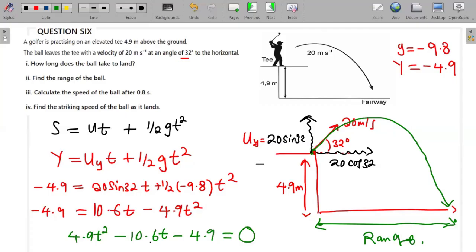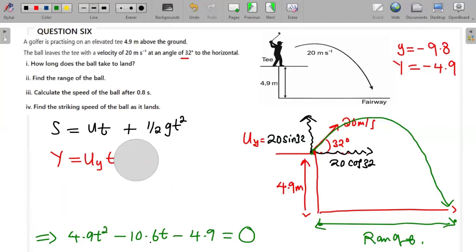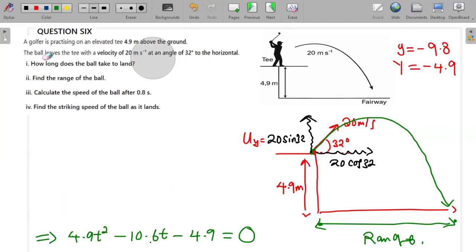So to find the t, we have a quadratic equation here. We're just going to solve the quadratic equation. Once we solve it, we're going to get two answers, a negative answer and a positive answer. We know that time can never be negative, so we're going to pick the positive one. So if this is our quadratic equation, then my a will be the coefficient of the variable which is squared, so that will be 4.9. My b will be minus 10.6, and my c will be minus 4.9. And then I write the quadratic formula in terms of t, because here my variable is t.